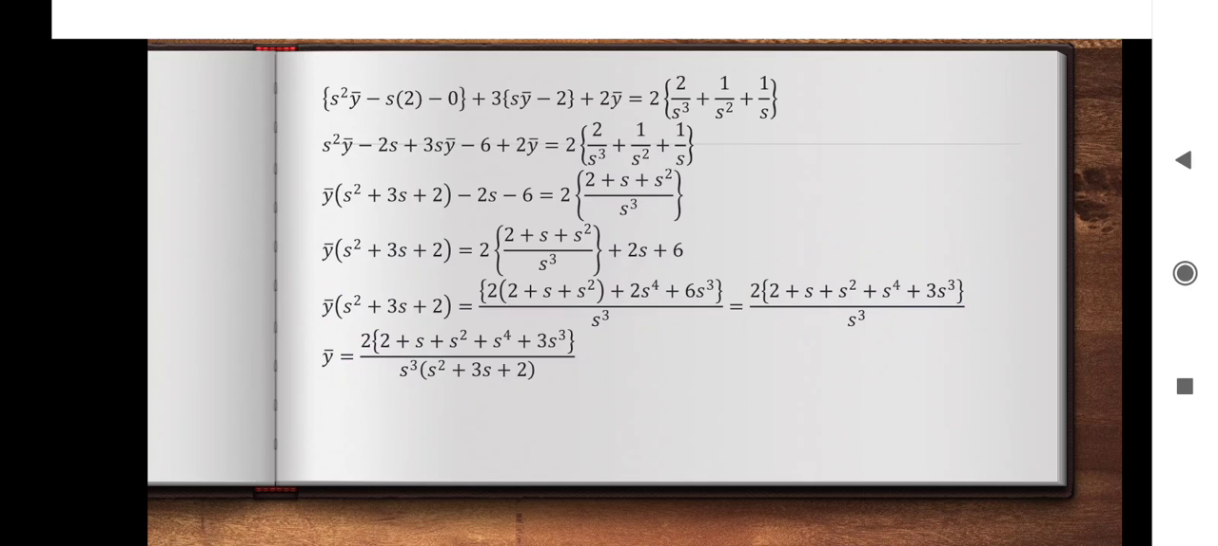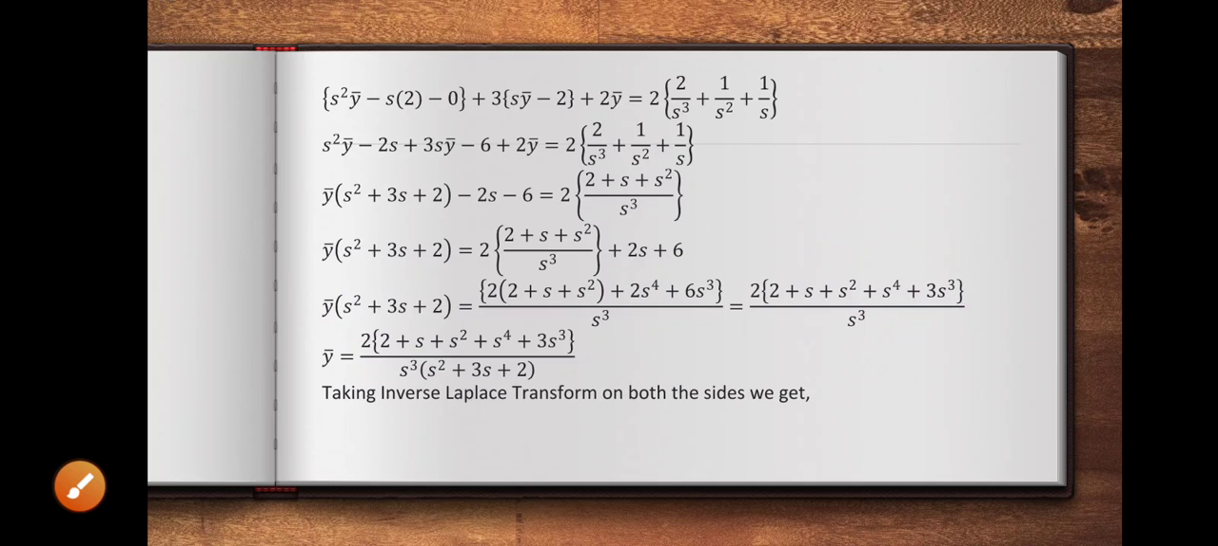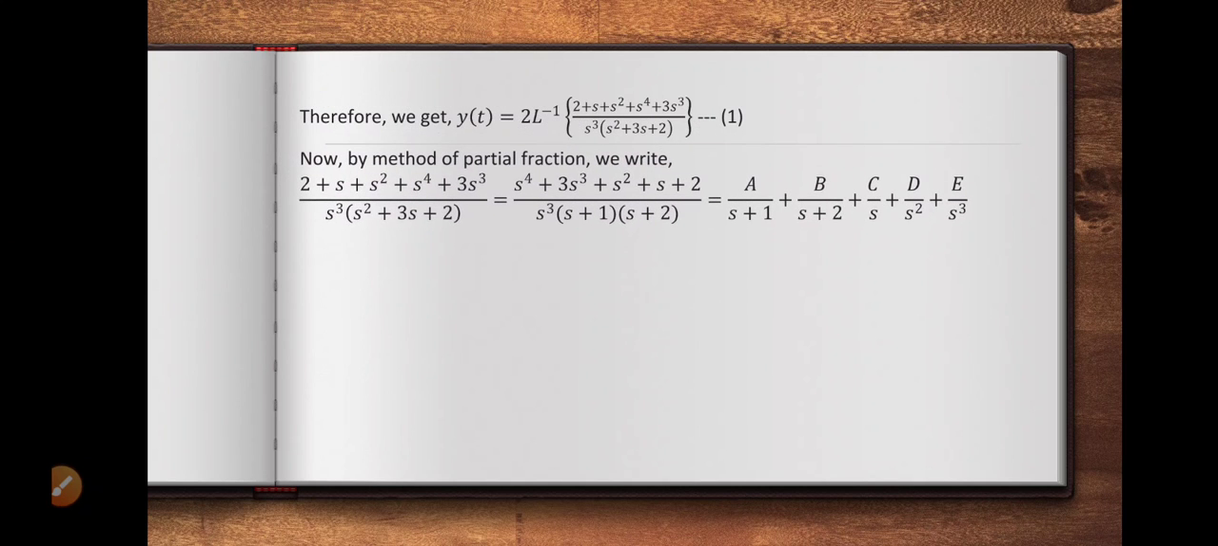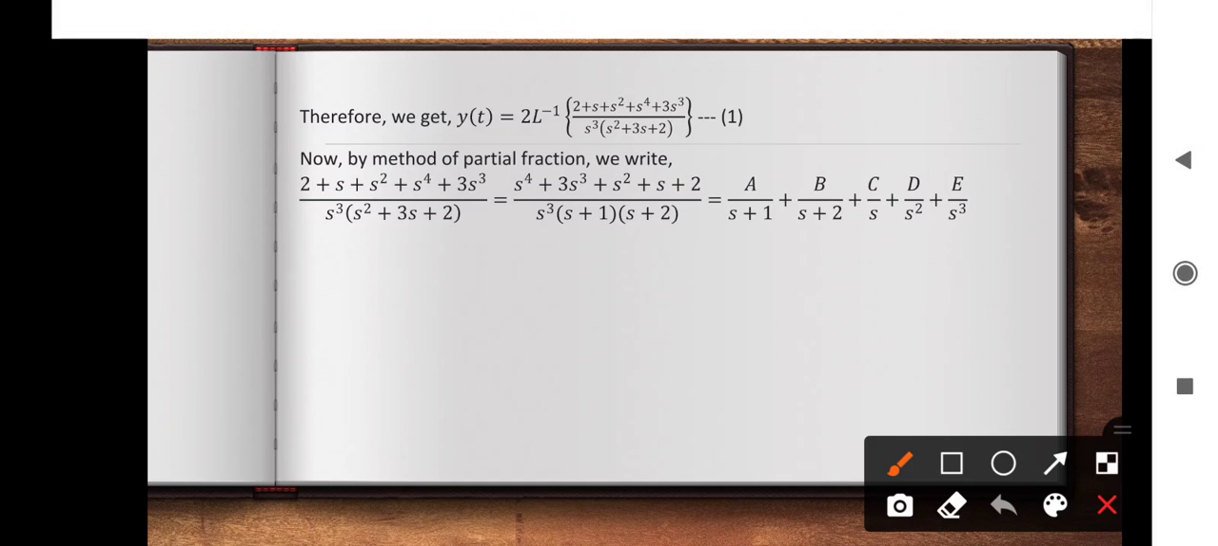Now you have to find the inverse LT of this y bar so that you will get y of t. So taking inverse LT on both the sides, we can write L inverse of y bar equal to L inverse of the complete RHS. Now L inverse of y bar means y of t, and the LHS will be as it is. The RHS will be as it is.